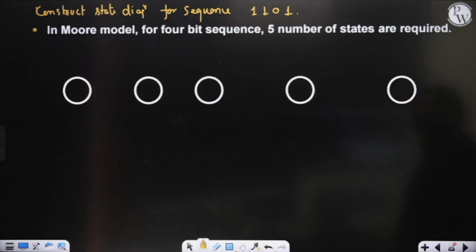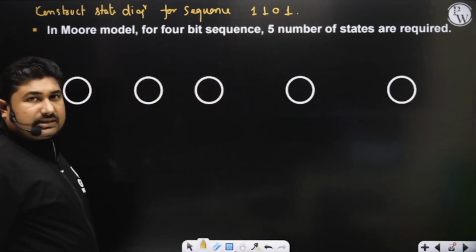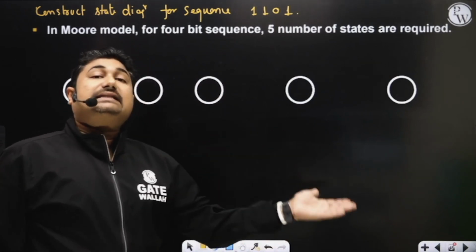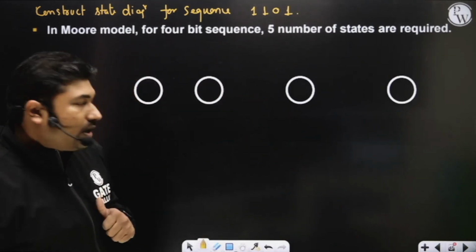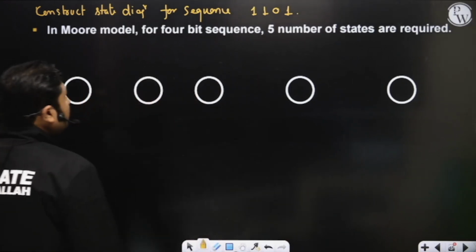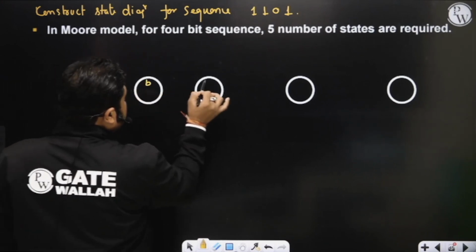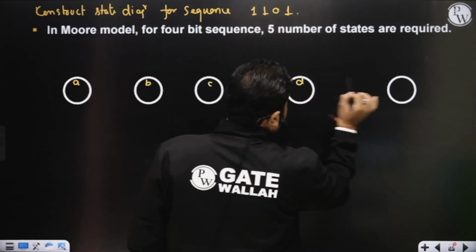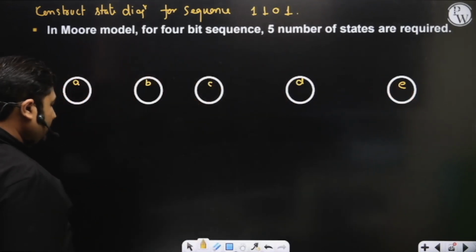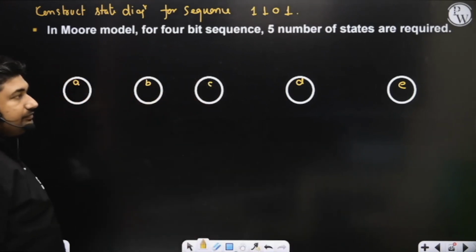For a 4-bit sequence, 5 states are required. Why? Sir, always for n bits we require n plus 1 states in case of a Moore model. Now please observe how to represent a Moore model. So we have states A, B, C, D and E. There are total 5 states. Now please observe here.